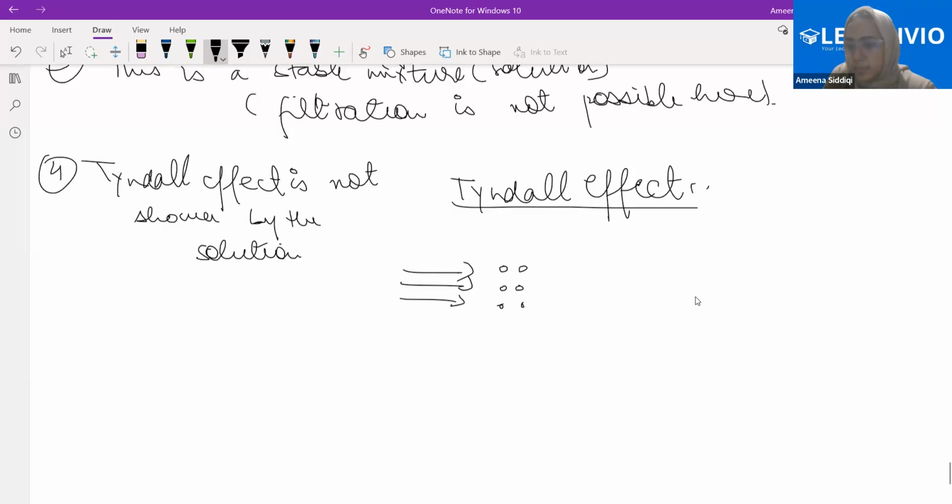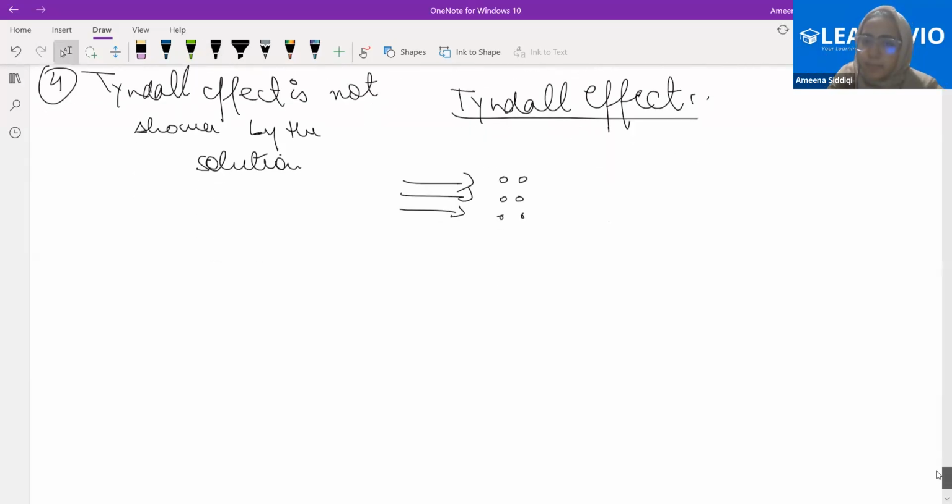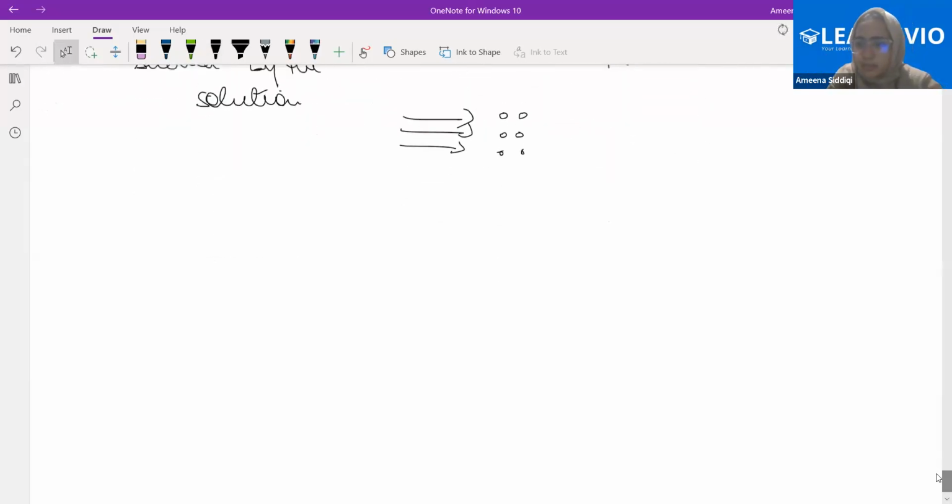No, ma'am. Ramesh, Mohammed, Umaima: in clouds, there's no Tyndall effect, right? In clouds, yes. Can we give an example of clouds?